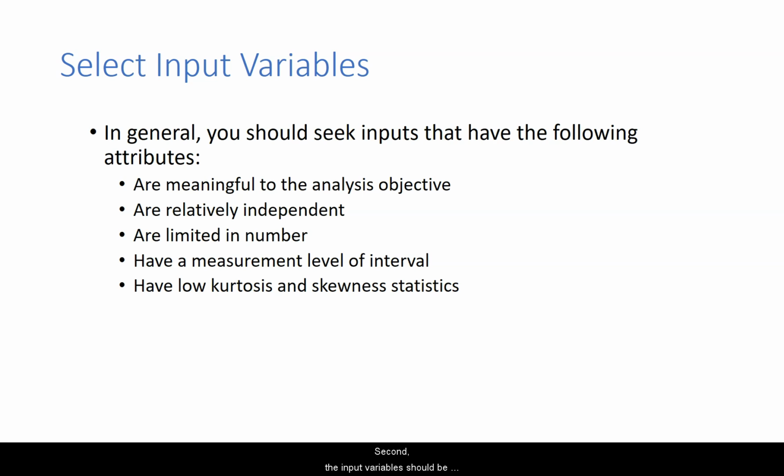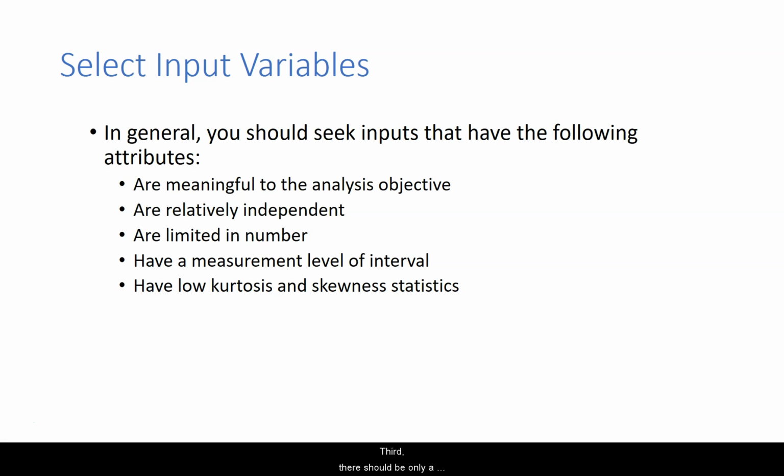Second, the input variables should be relatively independent. The reason is that distance measures such as Euclidean distance do not account for the interactions between variables. Therefore, it is recommended that variables that are highly dependent on each other be combined into one variable or reduced to only one representative variable, instead of including all the variables.